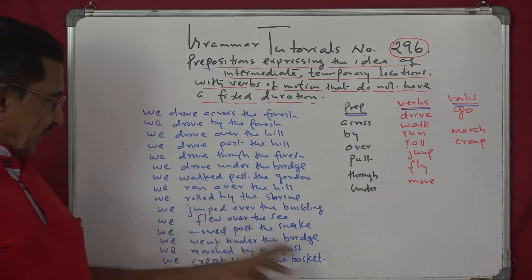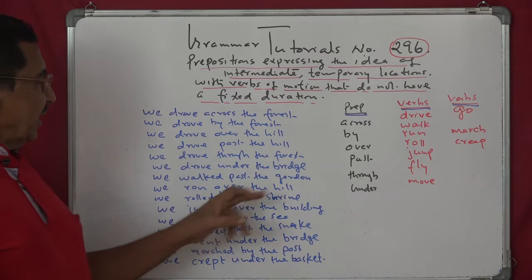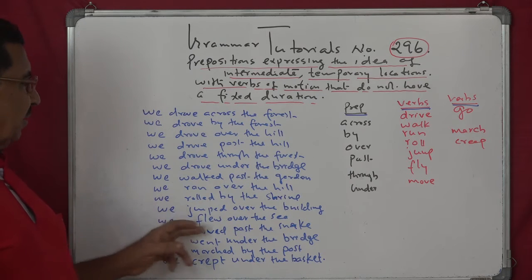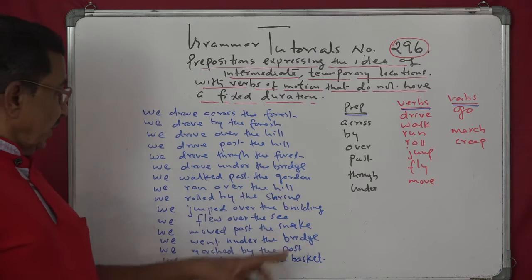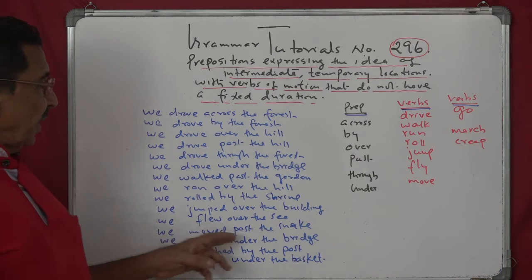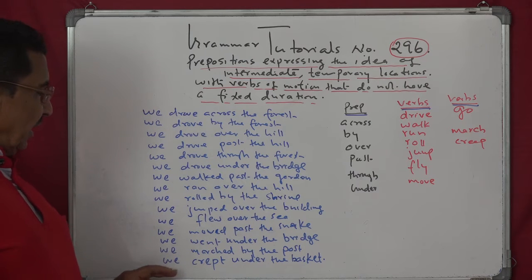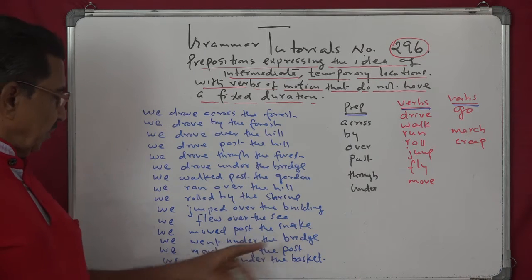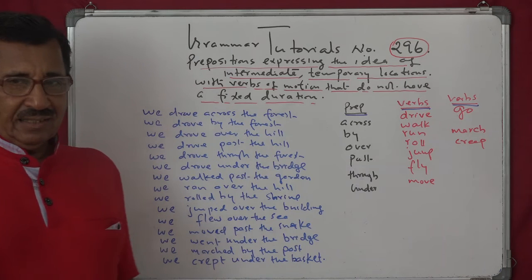We walked past the garden. We ran over the hill. We rolled by the shrine. We jumped over the building. We flew over the sea. We moved past the snake. We went under the bridge. We marched by the post. We crept under the basket.